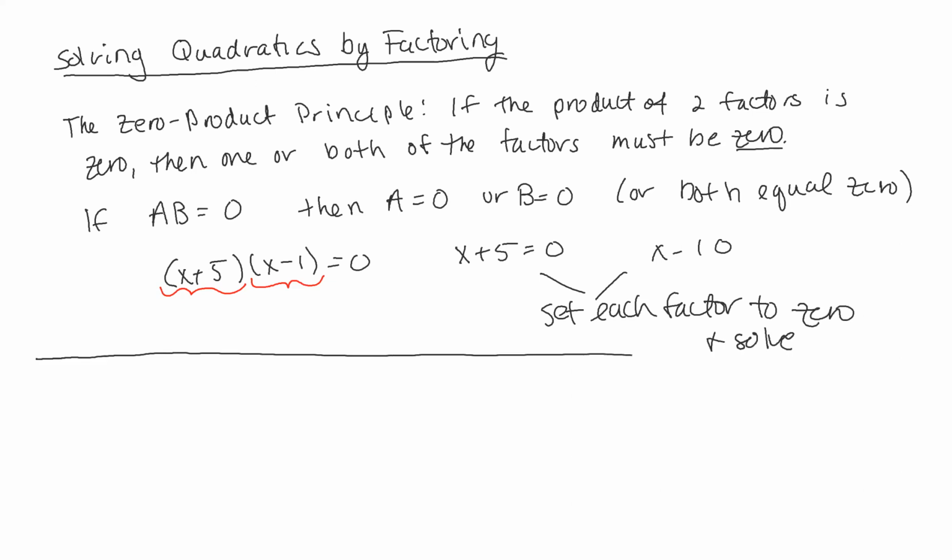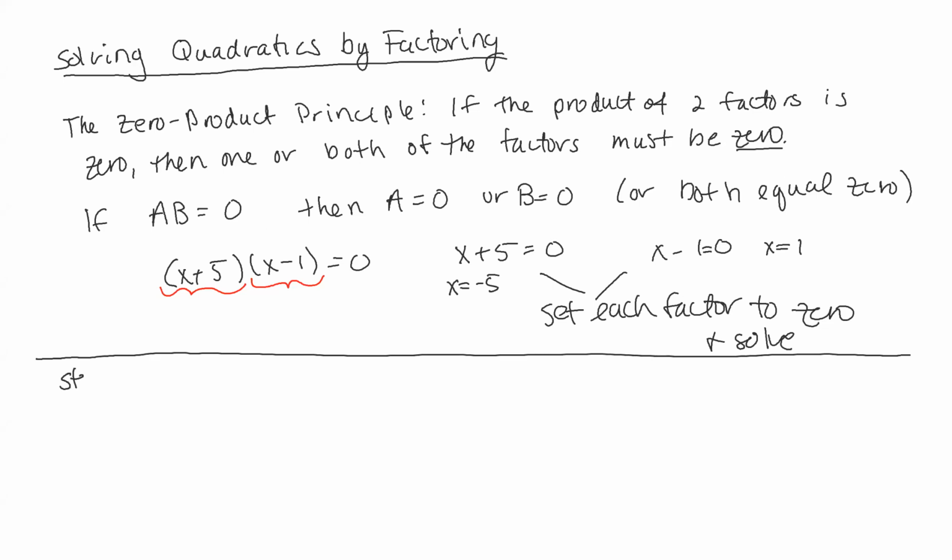So if we were solving this equation here, we would take x plus 5 equals 0, we would subtract 5, and we would say, okay, x equals -5. Over here, we would add 1 to both sides and we get x equals 1. So we would say the two solutions for that equation would be -5 and 1. I'll show you more in depth when we actually start solving equations, okay?